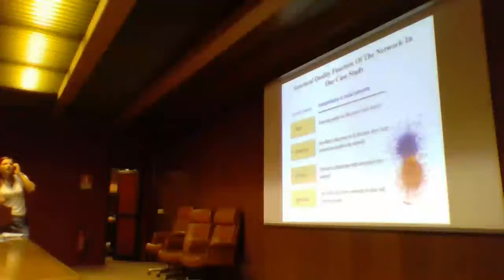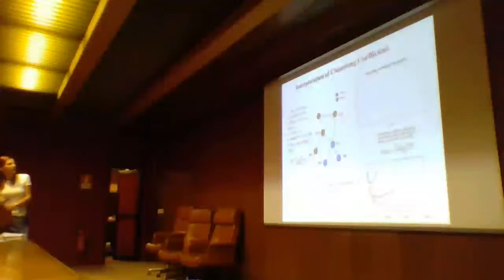Structural quality functions of the network: in our case study, the features that we try to extract are the degree centrality of the network. If we interpret it in social networks, it means how many people this person can reach directly. Betweenness: how likely is this person to be the most direct route between two people in the network. Closeness: how fast can this person reach everyone in the network. Eigenvector: how well is this person connected to other well-connected people.